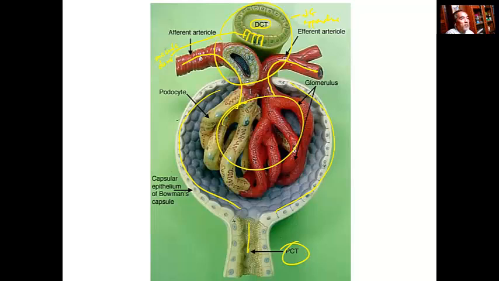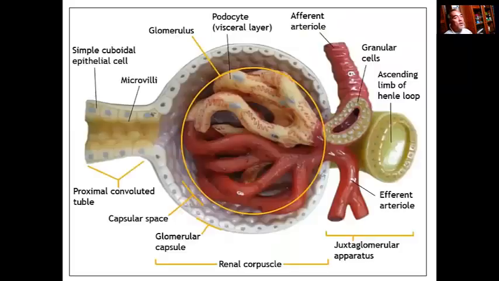The macula densa are chemoreceptors. They monitor the pressure inside the afferent arteriole. Okay, so the pressure goes down. The cells called the JG cells located in this area of the JG apparatus will secrete renin, which produces vasoconstriction.